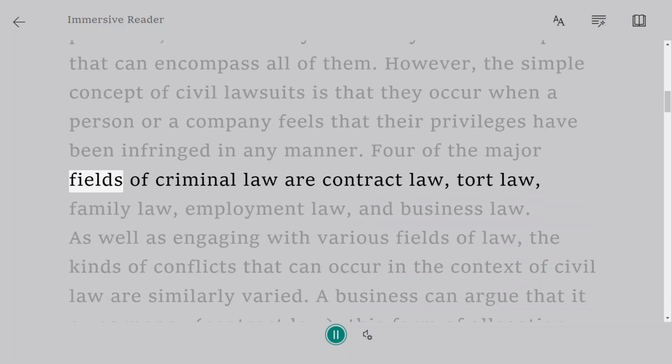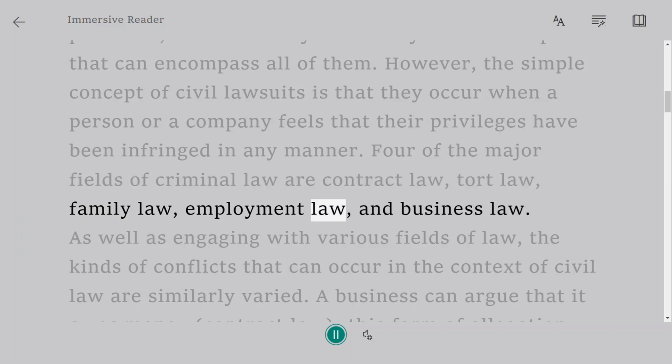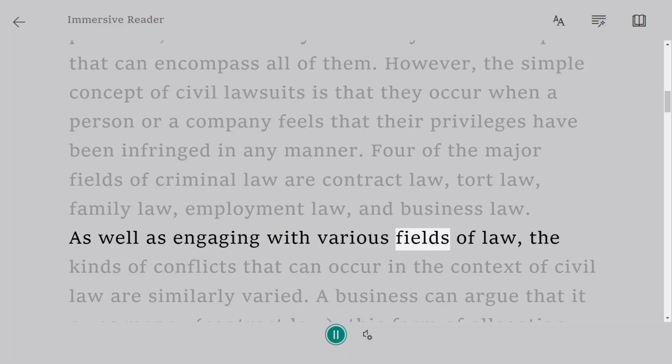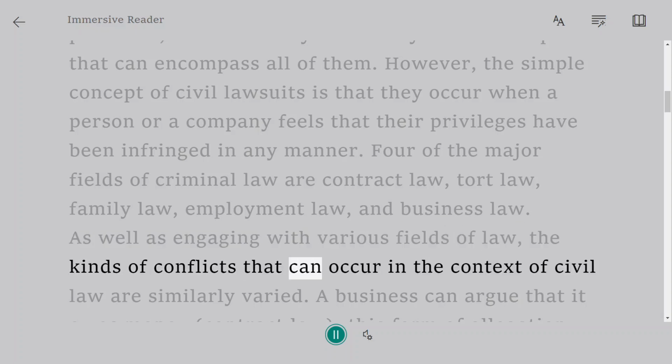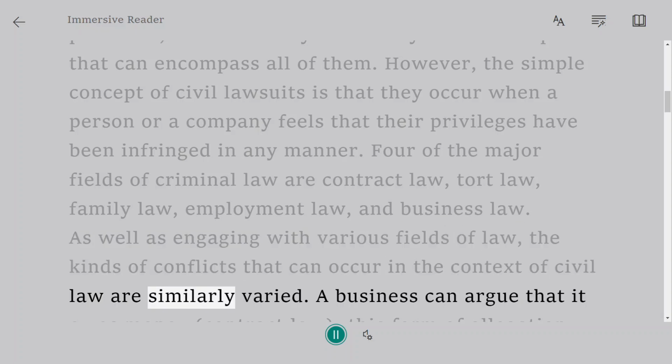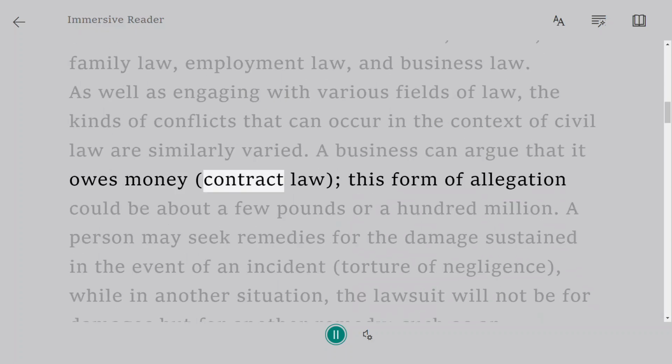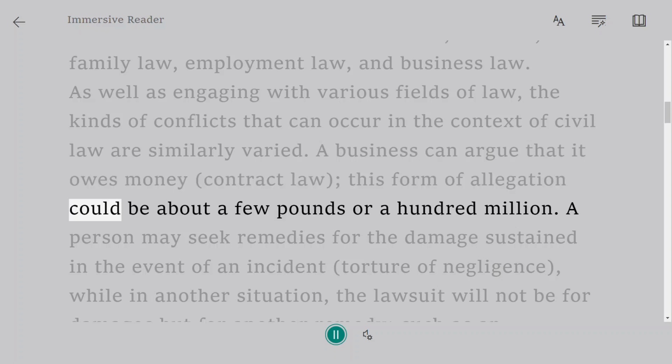Four of the major fields of civil law are contract law, tort law, family law, employment law, and business law. As well as engaging with various fields of law, the kinds of conflicts that can occur in the context of civil law are similarly varied. A business can argue that it is owed money. Contract law, this form of allegation could be about a few pounds or 100 million.